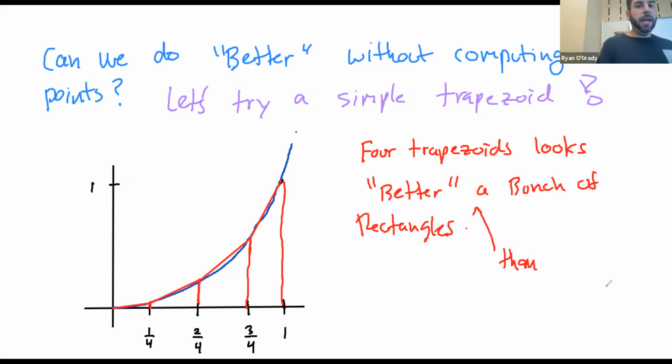We need to know the area of a trapezoid. So it turns out, let me just draw the picture here. If we just look at, say, this one, we'll call this a sub 2, we'll call this a sub 3, a sub 4.